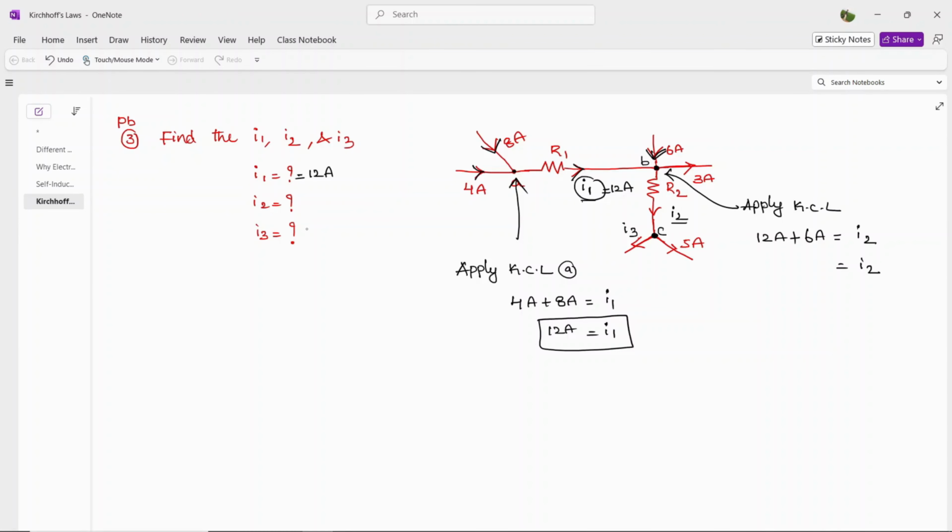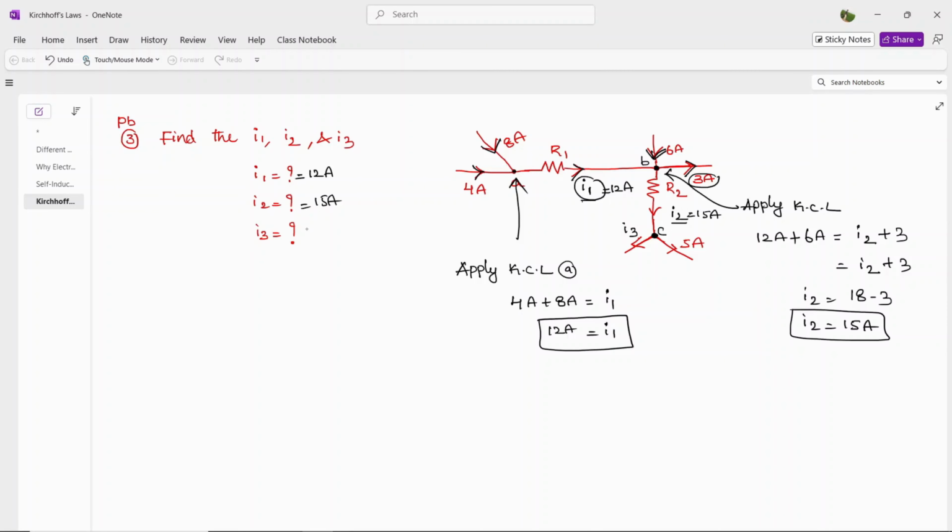And you can see one more current is also leaving. So 12 is entering as well as 6 is entering, and there is one more leaving. We had forgotten this small mistake. It is leaving as 3 amperes. Therefore I2 is equal to 12 plus 6 is 18, 18 minus 3, so I2 is equal to 15 amperes. So we successfully found the value of I2 is 15 amperes.